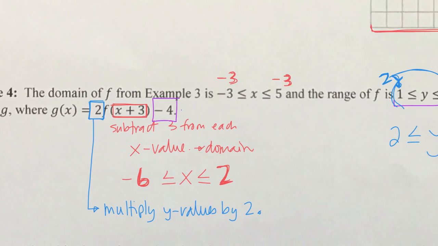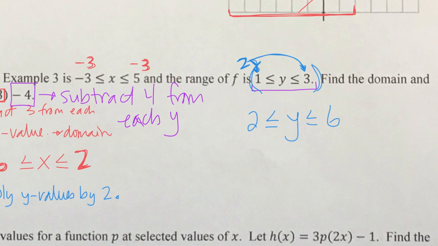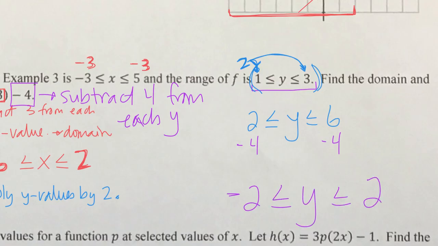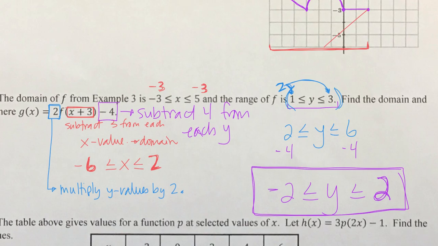Subtract 4, right? We have to subtract 4 from all of your y values now. So minus 4. We subtract 4 from each of your y values. 2 minus 4 is negative 2. 6 minus 4 is positive 2. So this would be the range after those translations, and that's your domain after the translation. Okay, so the x things only affect x values, and the y things only affect y values.